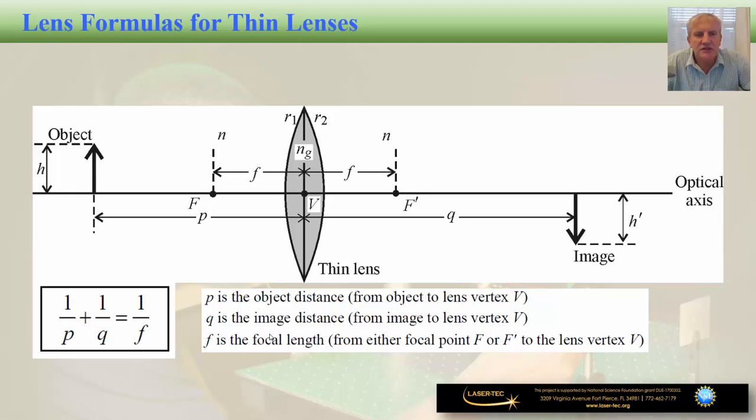There are three parameters in this formula: p, q, and f. For f, we already know that's the focal length of the lens. And then p and q have the same meaning as in the case of the mirrors. In other words, the parameter p represents the distance of the object from the lens, and q represents the distance of the image from the lens. So the formula is to be used with a specific sign convention that we are going to explain on the next slide.